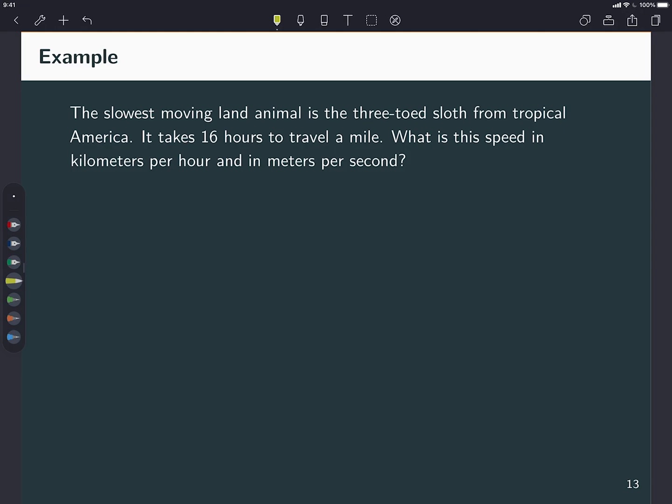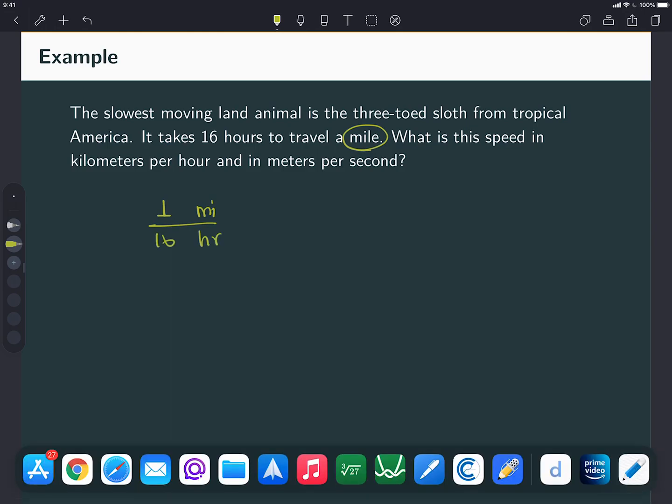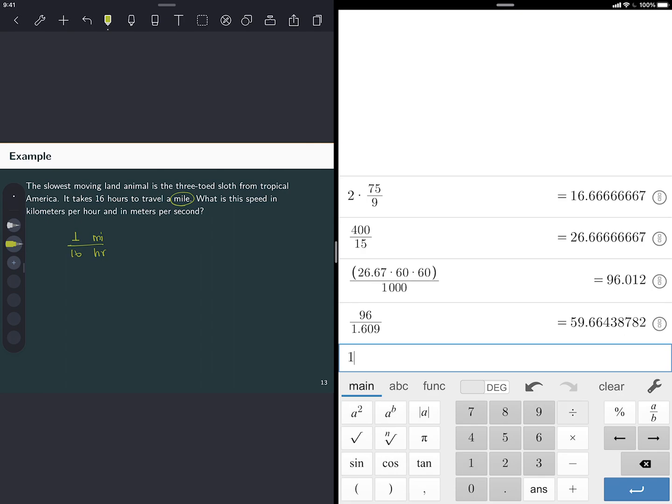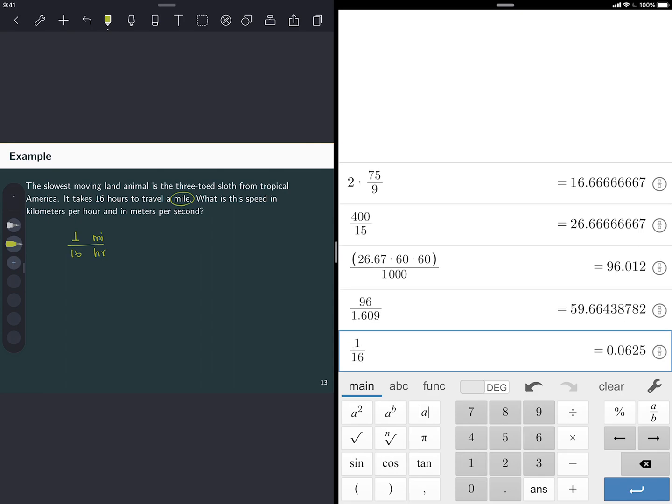So now they give us the time, 1 mile in 16 hours. The way it's given, I want miles per hour, so I want miles in the top. So 1 mile, it takes 16 hours, right? So you don't need to know what this is as a fraction, but if you want to, you can do it, right? 1 divided by 16 is 0.0625 miles per hour.